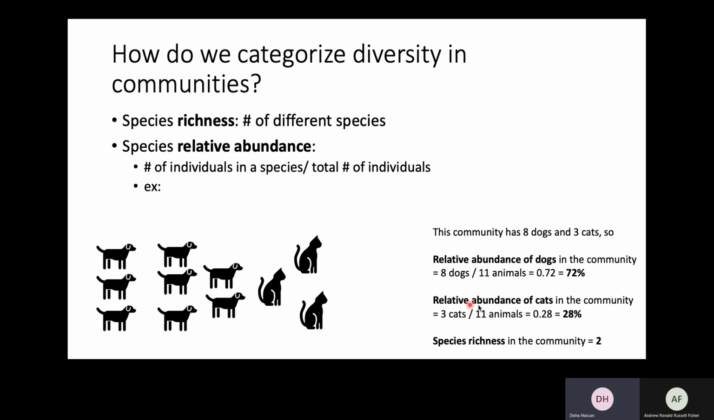But yeah, so what about the relative abundance of cats in the community? Again, you've got 3 cats and you have 11 animals in total. So that's 0.28. If you multiply that by 100, you get 28%. So the relative abundance of cats in this community is 28%. The relative abundance of dogs in this community is 72%. And then again, the species richness, because you have 2 species in this community, is 2.